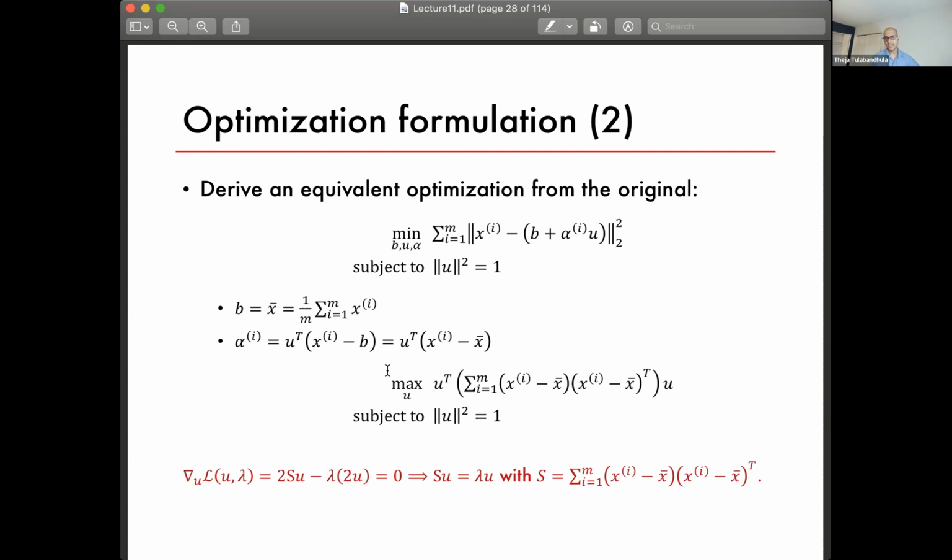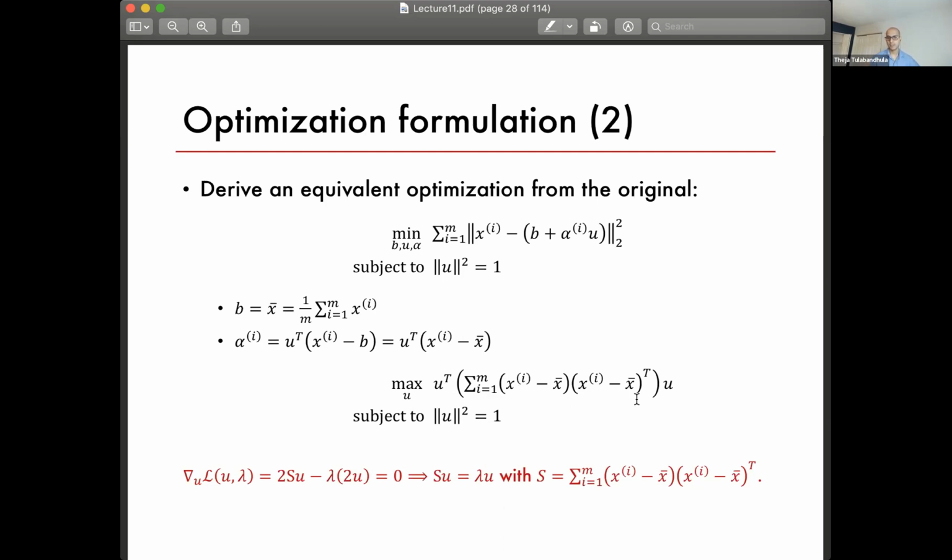With that, we are now getting to something which hopefully resembles more closely what you've seen in other discussions of PCA: an objective function which just involves u, which will turn out to be the principal component direction, and the data.